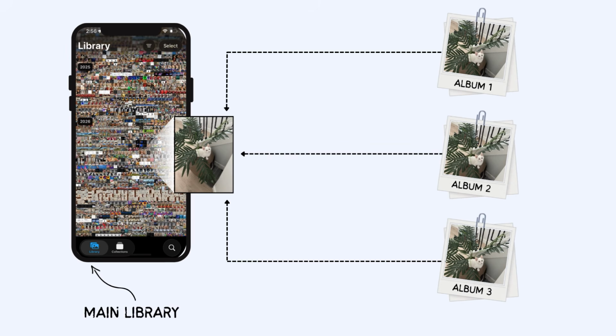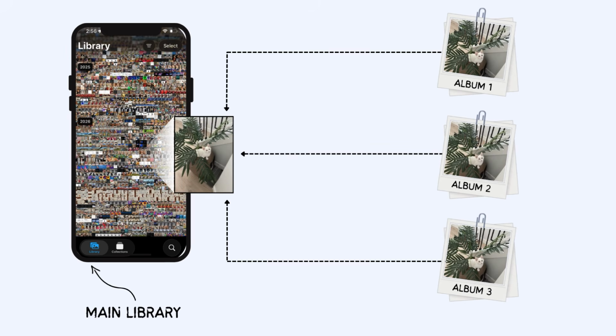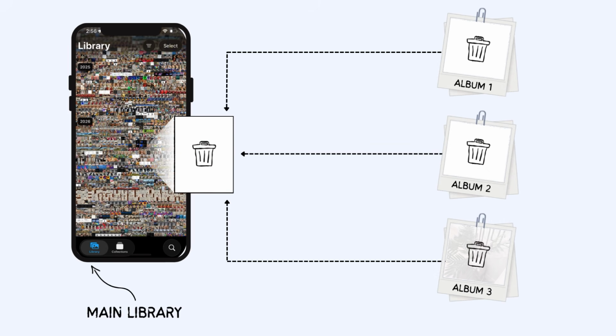So if you delete an image in your camera roll, then it will delete it everywhere else, even if they are in other albums. But if you delete a photo in an album, you have the option to just remove it from that album or from the album and your camera roll, which then means that it's going to be deleted everywhere else, even if they are in other albums, and put in your recently deleted folder.